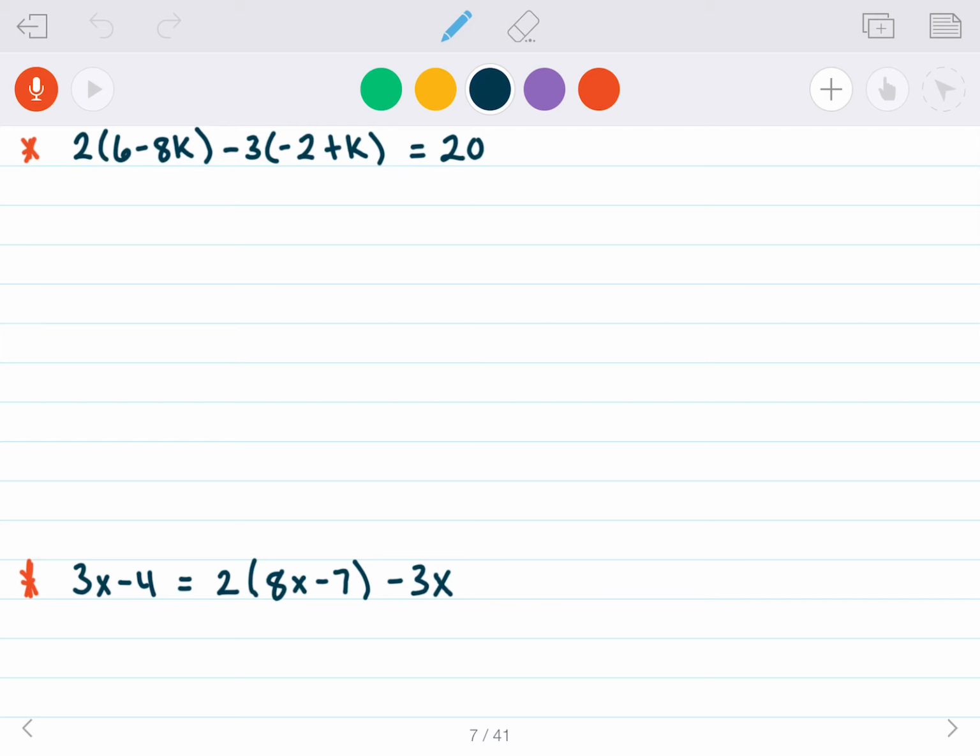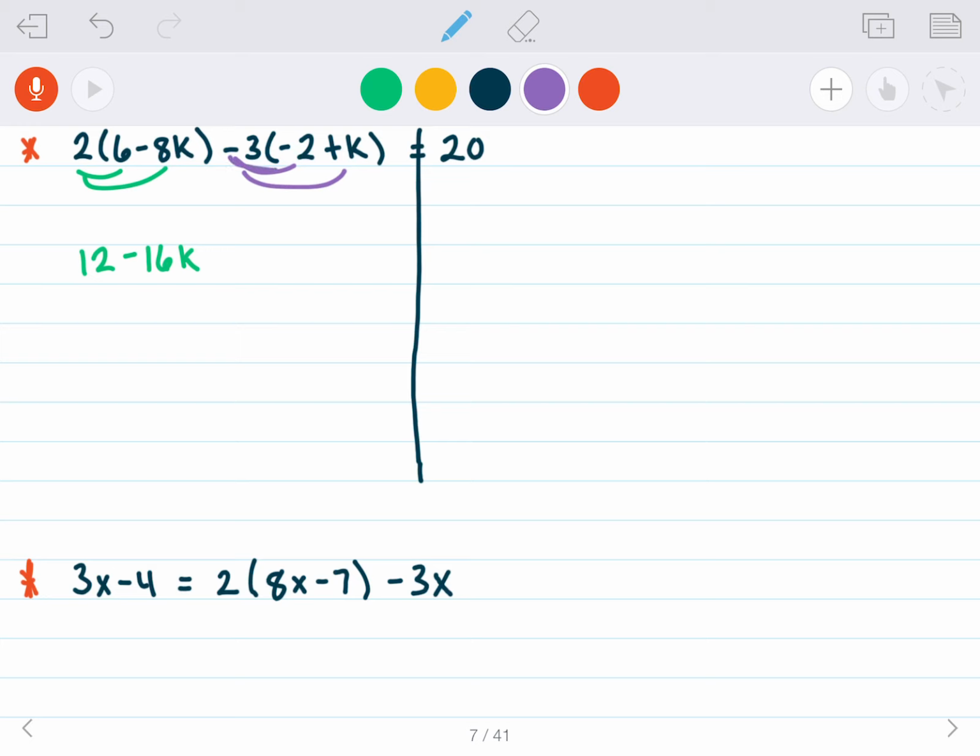Alright, now it's getting fun. But it's the same process, right? The goal is to get the variable by itself. That's the whole thing. It doesn't matter what order you do things in, but you want to make sure you get that variable by itself. So, I have two sets of parentheses here that I can get rid of. I can get rid of these. I can get rid of this. Okay? So the green, 2 times 6 is 12. 2 times negative 8k is a negative 16k. Alright, perfect. Green is done.